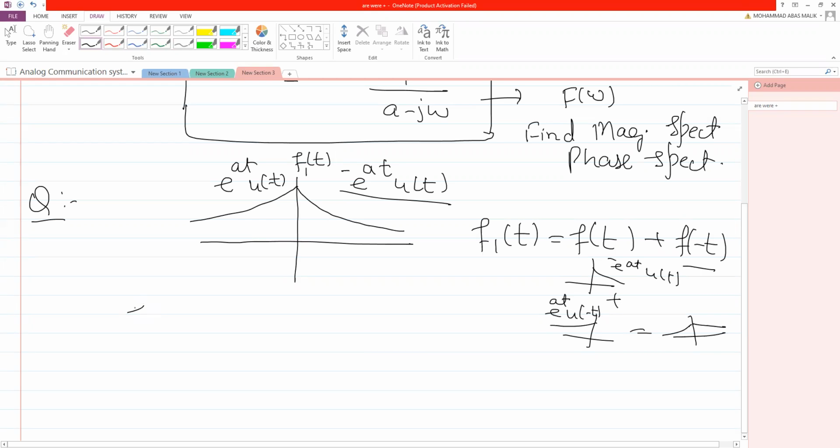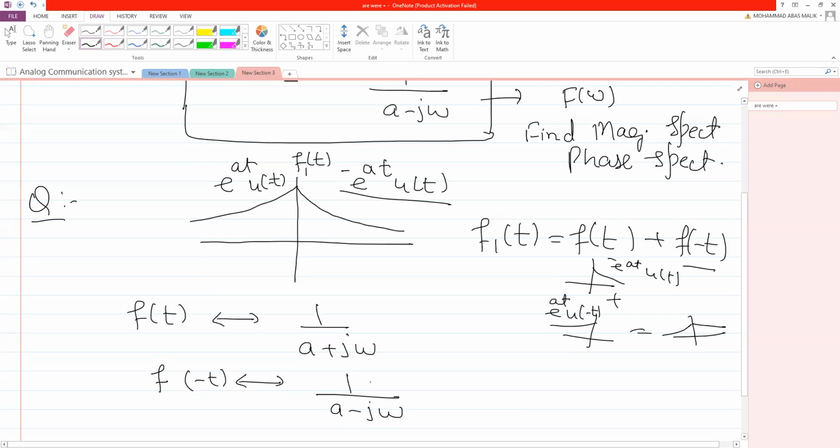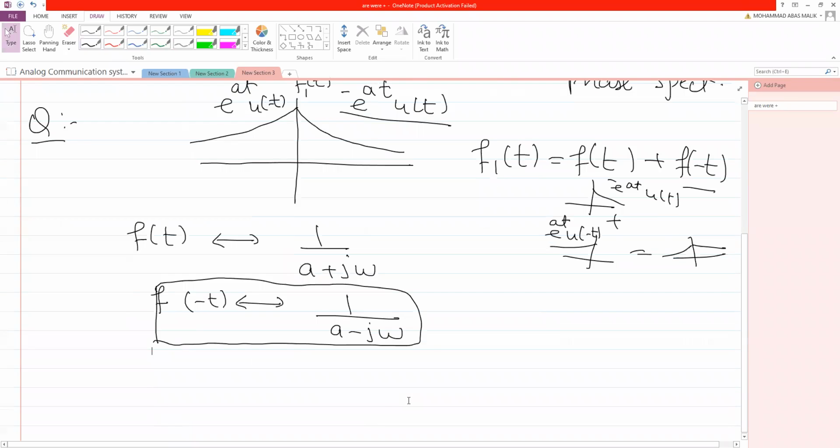And already for f of t, its Fourier transform is 1 divided by a plus j omega, right? What about this? You have also already found that this is 1 divided by a minus j omega, simply using the time reversal property. There is minus here, and you can have minus omega here. This is by the property of time reversal, and you have already done this question, which was your assignment. Okay, so you just add these two.